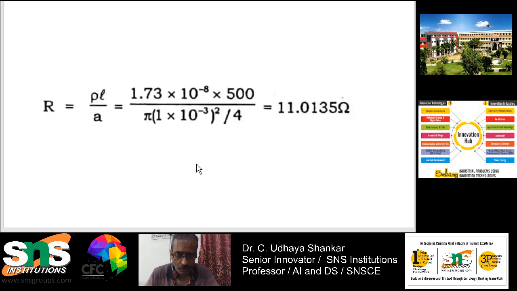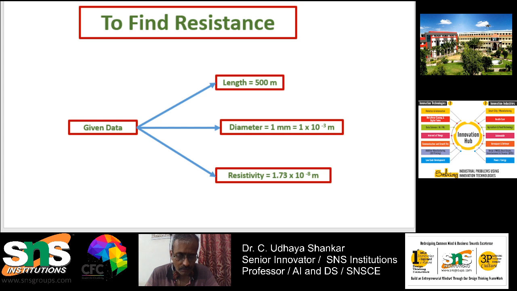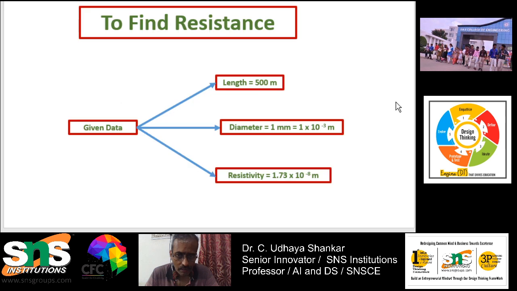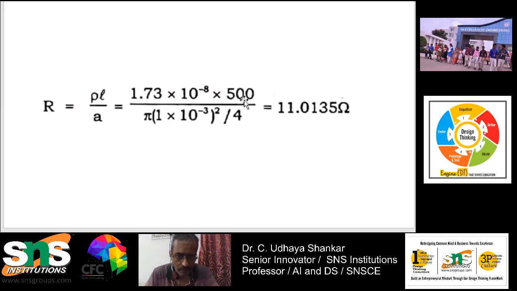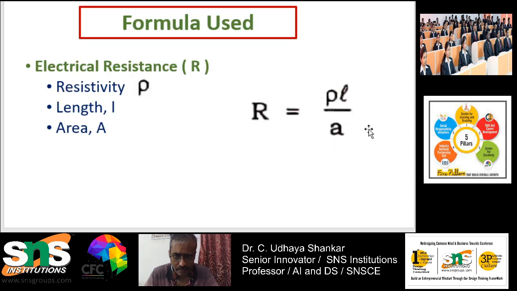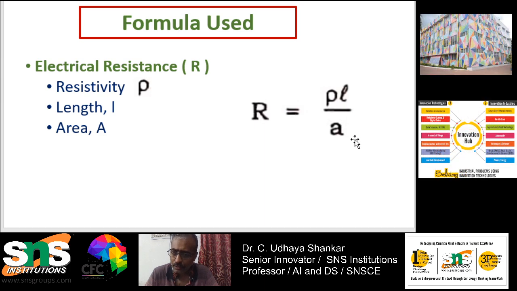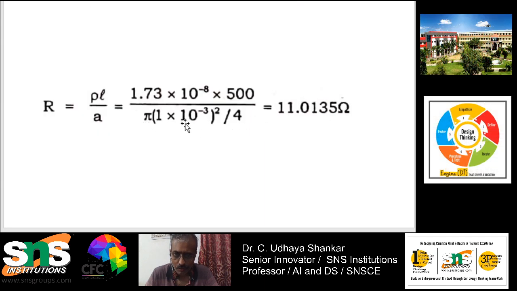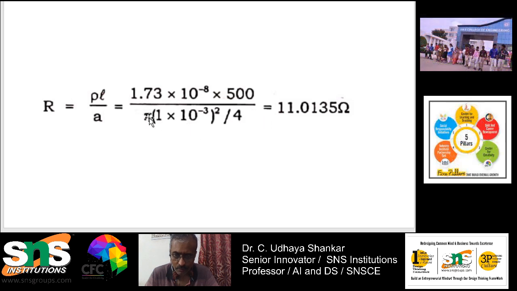Now just substitute all these parameters. The value of resistivity is 1.73 into 10 power minus 8, and the length is 500 meters. Here you can see that the 500 has been substituted. And what is this pi? Why it came is because we want to find the area. Here rho L by A has the area, but the diameter is given. To convert diameter to area, you use pi d square by 4. The diameter is 1 into 10 power minus 3 meters, so 1 into 10 power minus 3 to the whole square. So this is what has been done over here.